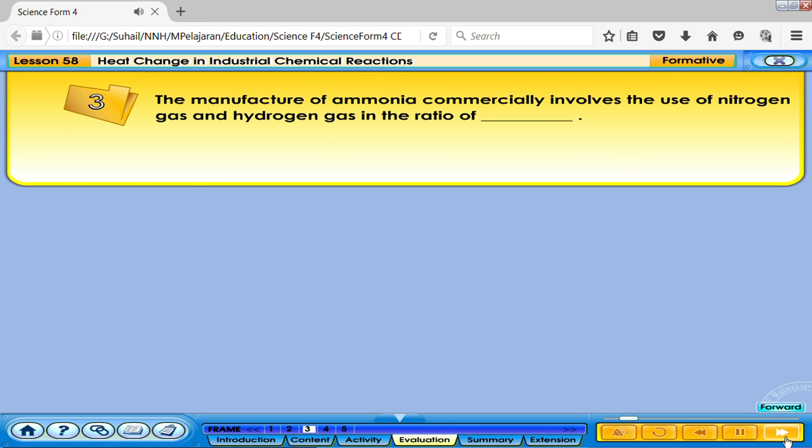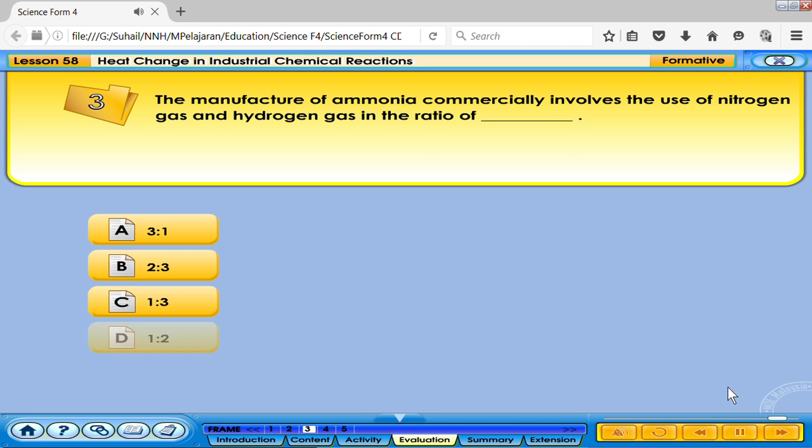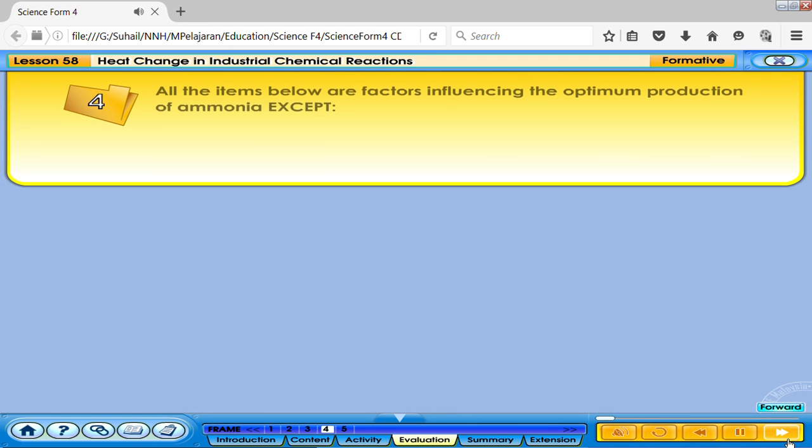3. The manufacture of ammonia commercially involves the use of nitrogen gas and hydrogen gas in the ratio of A. 3:1, B. 2:3, C. 1:3, D. 1:2. Your answer is correct.